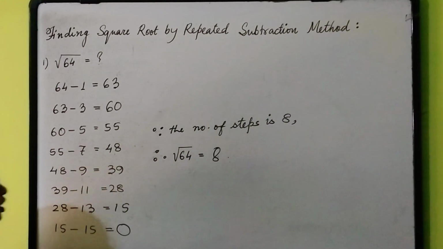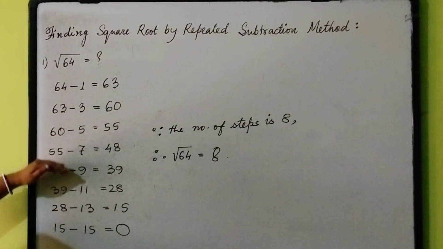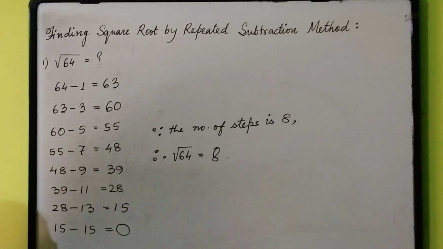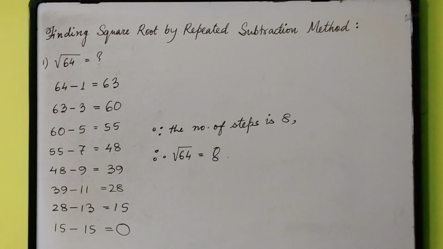Okay, in this way. Or you can say number of steps 8 now. 1, 2, 3, 4, 5, 6, 7, 8. See, square root of 64 is 8. 8 square is 64. Is it or not? 8 eights are 64. So this is your repeated subtraction method. One more I will do for you. Okay, my dear students.